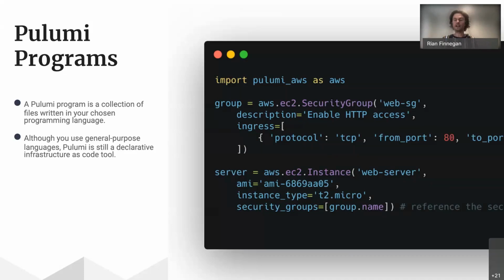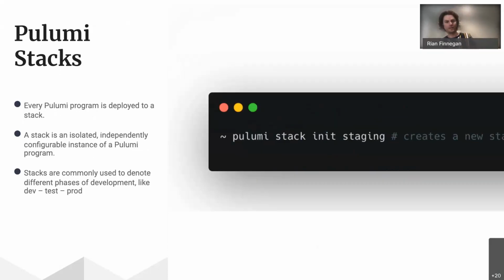These objects, these cloud resources, these Pulumi resources, they're hierarchically organized, and you can have many children of these objects, but the root object is the stack. So a Pulumi stack is comparable in Terraform land to a Terraform workspace. Every Pulumi program must be deployed to a stack. There's no way around it. And a stack is an isolated and independently configurable instance of your program.